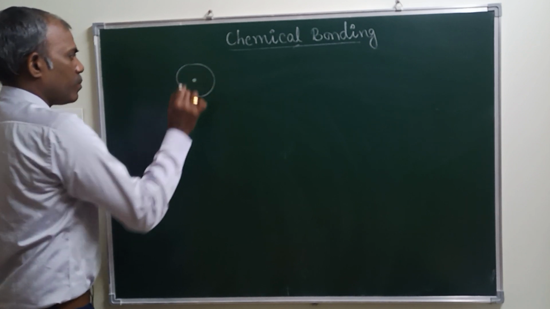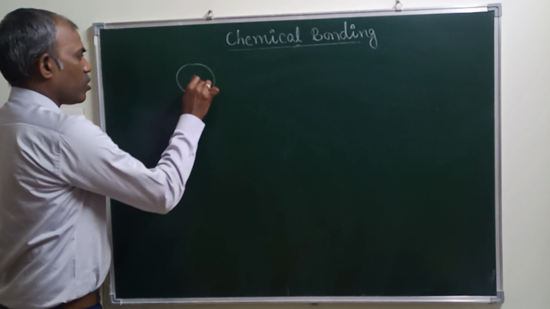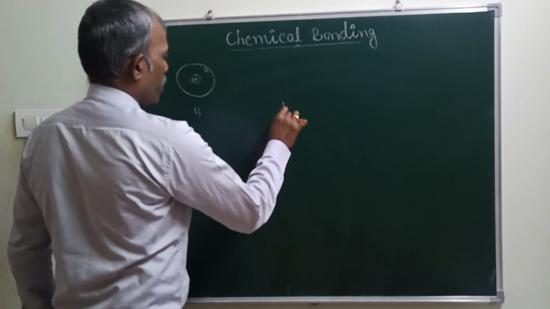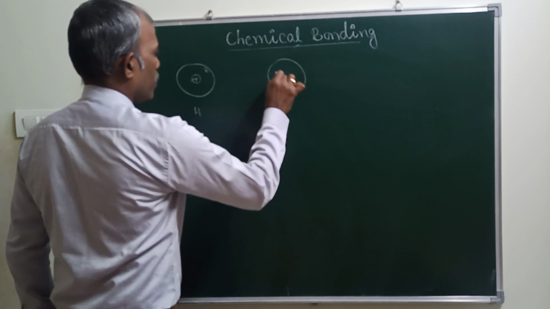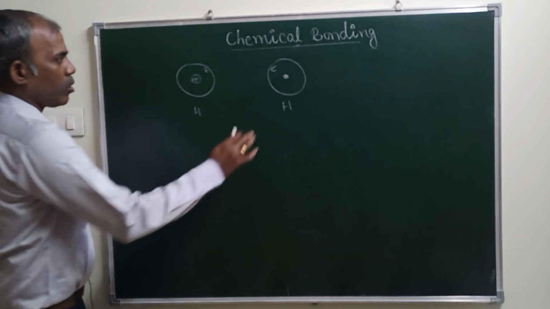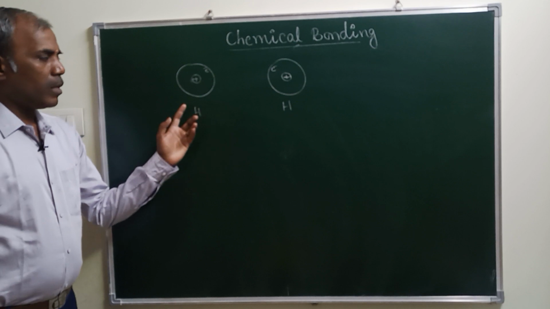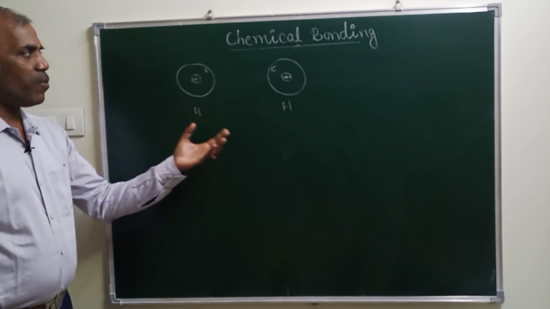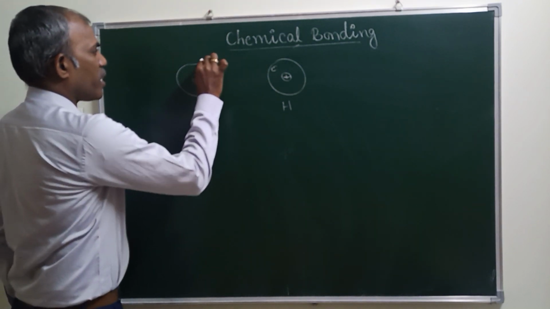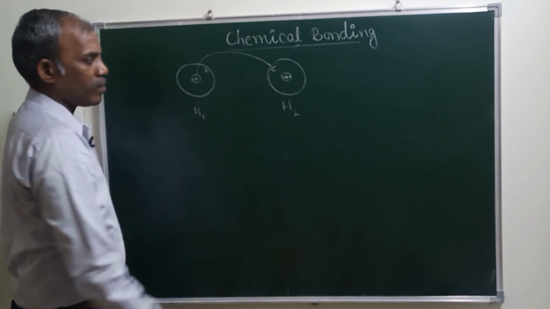You see here, this is a hydrogen atom, the first hydrogen atom. At the center of the atom there is a nucleus and the outer shell contains electrons. Now let me take one more hydrogen atom: nucleus, outer shell electron. Here let us see the force of attraction and force of repulsion between the two atoms. Here you see nucleus of first atom and electron of second atom, H1, H2.